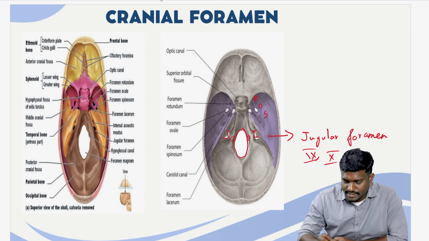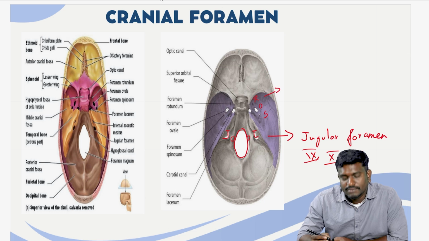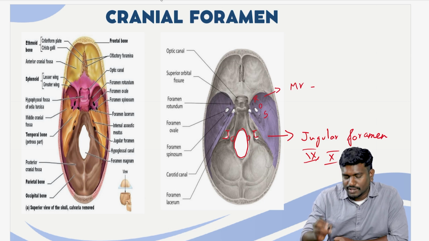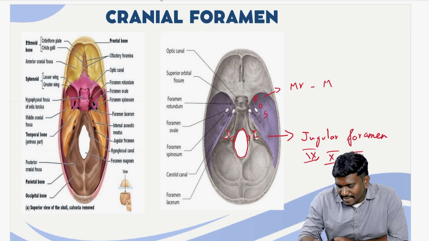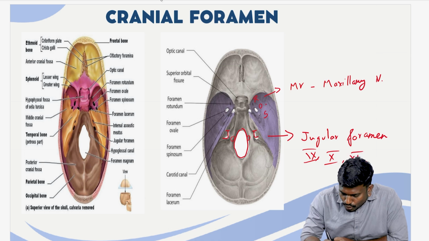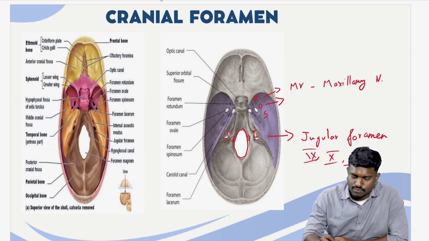Yes. Now, we see 3 more foramens which come in the mnemonic ROS. You heard it right. R for MR, that is going to be Foramen rotundum. Let's remember it like this, it's very easy. Foramen rotundum. It is going to be what? Maxillary nerve. Next, O, foramen ovale, comes with the mnemonic MALE.